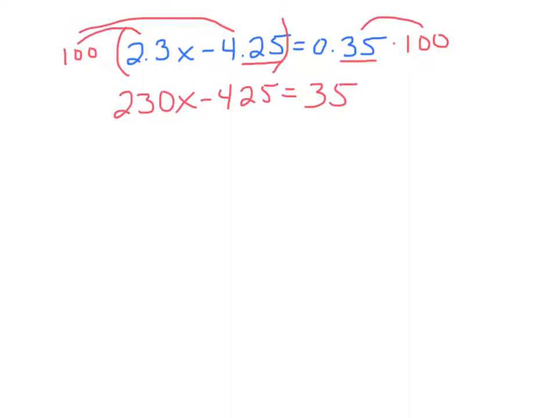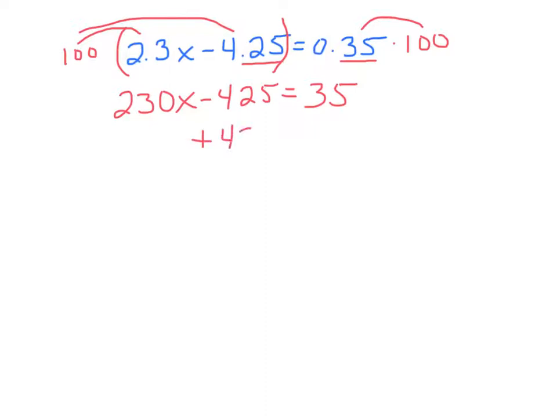Just like when I multiplied by the least common multiple of the denominators with fractions, doing this gets rid of the decimals. And some people like that a little bit better because they don't like decimals. I just want to mention that to you as a possibility. If you want to do that, you could go through and do this.